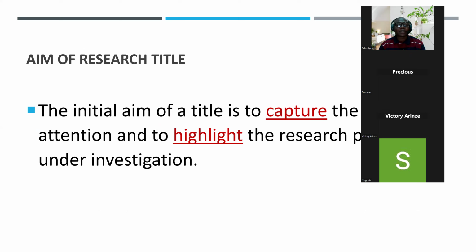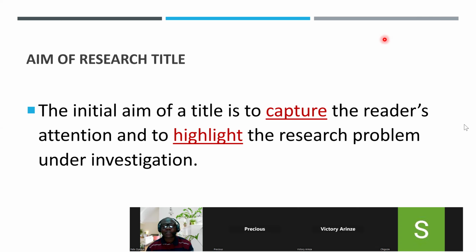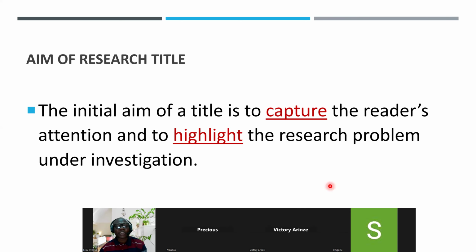It should be captivating. I went through the topics that you submitted, and that is what informed the idea of calling for this class. I could see that a good number of you don't understand the main objective, the very aim of the research title itself. So the initial aim of a title is that it should be captivating. It must capture the reader's attention. And number two, it should also highlight the problem that is under investigation.